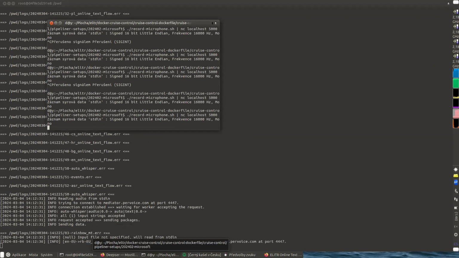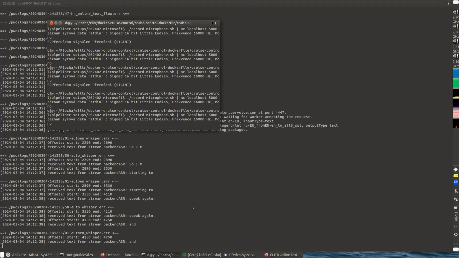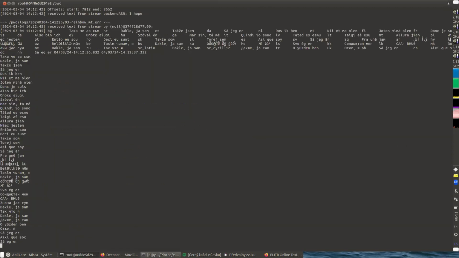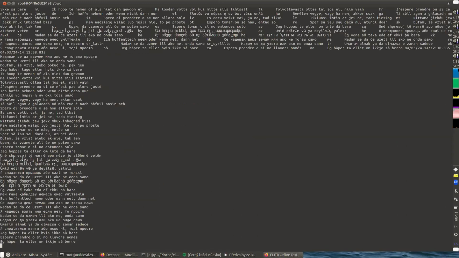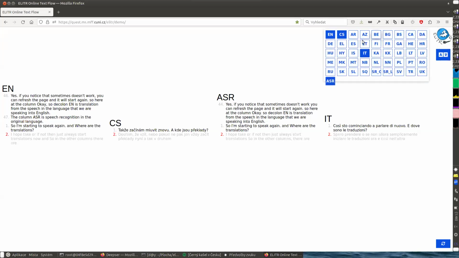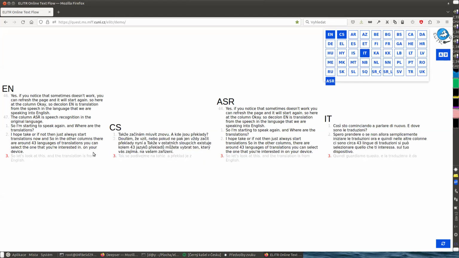So I'm starting to speak again, and where are the translations? I hope they come, or if not, then just, oh yes, there are translations now. So in the other columns, there are around 43 languages of translations. You can select the one that you're interested in on your device. So let's look at these. And the translation is from English. And there's also automatic detection of the language.